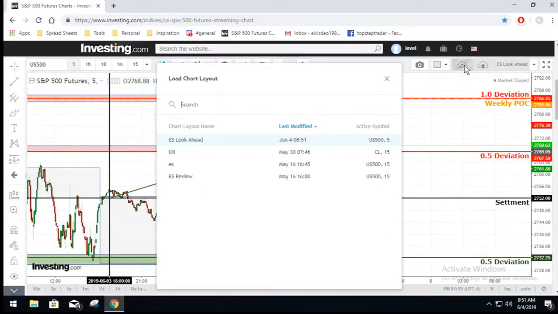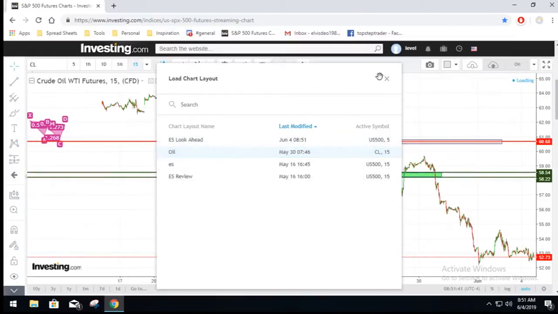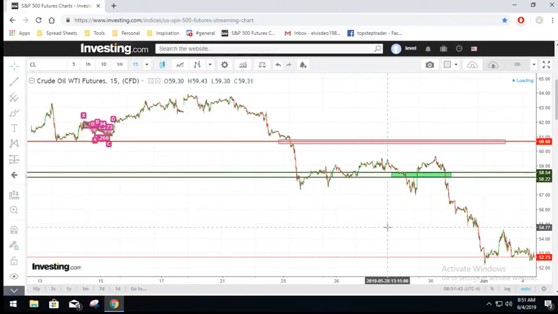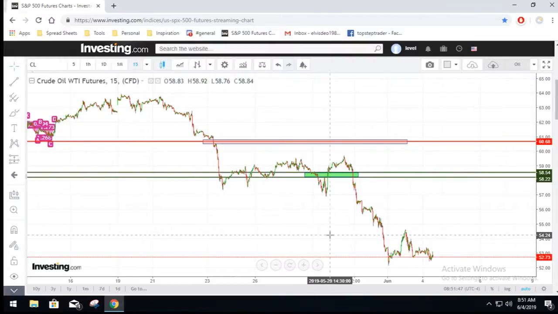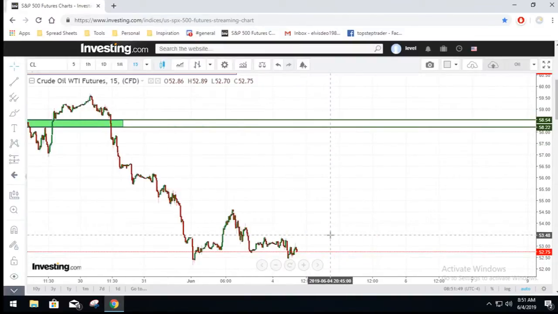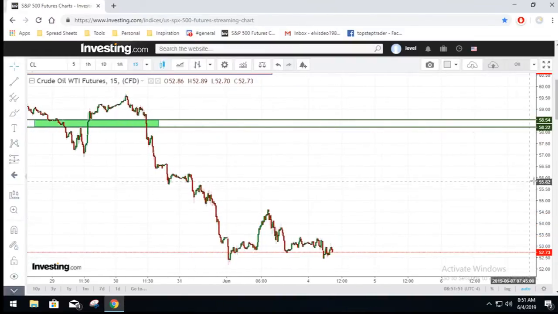Let's have a look at oil. So this would be a value of yesterday. Oil gave us more or less an entry sell yesterday that I wouldn't be willing to pass up.